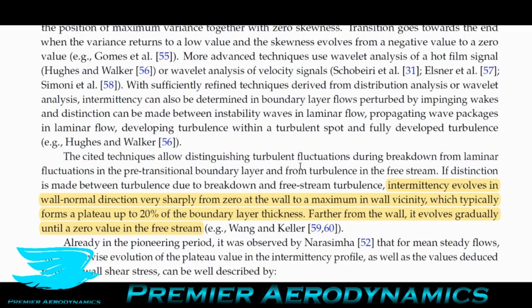And if you go past 20% of the boundary layer thickness and then the intermittency starts to gradually increase a little bit, then that's also a good indication that the boundary layer is still turbulent, because the intermittency is still so high and it's not changing very much. That's another way of determining if the flow has transitioned to turbulence or not.